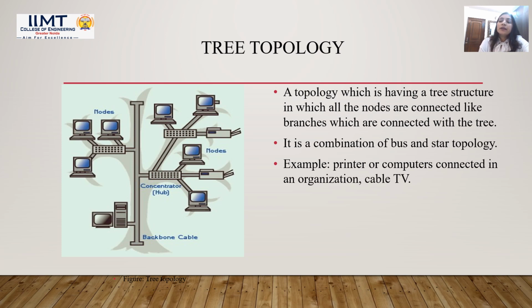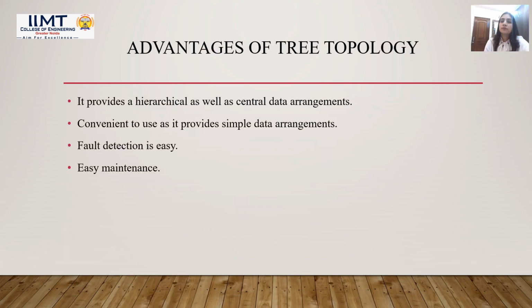Next, it is a combination of bus and star topology. If we look carefully at the figure, we can see a central cable and a star topology. Basically a combination of bus and star topology. We'll discuss an example: cable TV, printers, and computers connected in an organization are a perfect example of a tree.